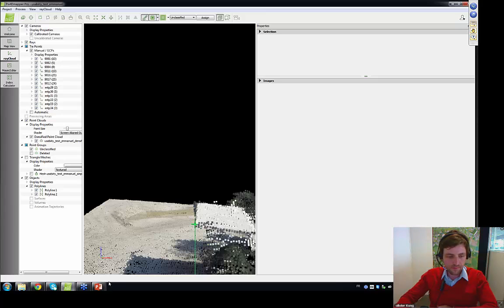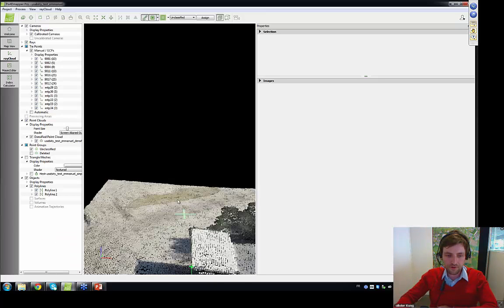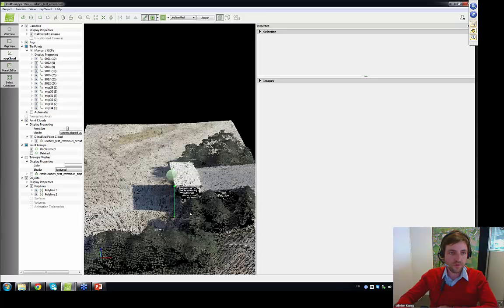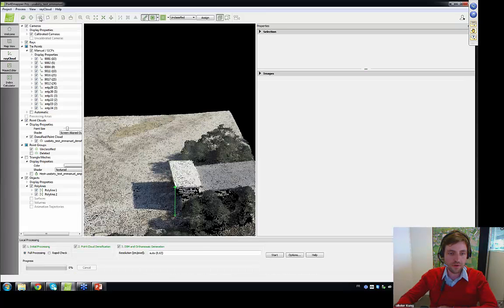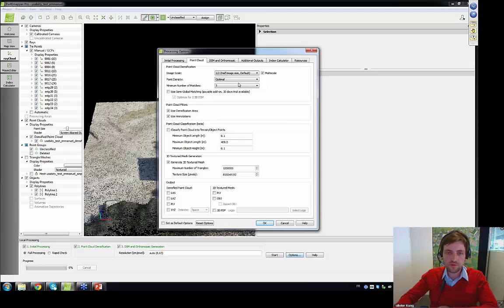Another way to do it is by choosing different options for the processing. So when you're doing the densification, there are also several options. One that makes a bit more noise on the edges of the building is this multi-scale. So if edges of buildings are really important to you, you may want to disable this option.